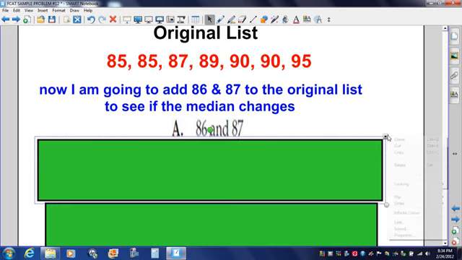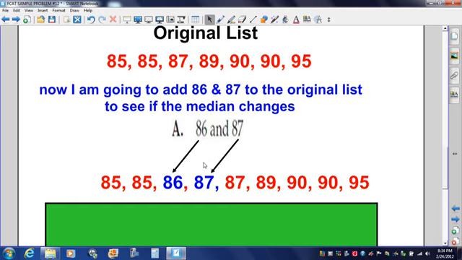On your paper, I'm going to ask that you squeeze in 86 and 87, or you can just rewrite the list, your choice. Either squeeze in 86 and 87 or rewrite the list. I'll give you just a minute to do that.